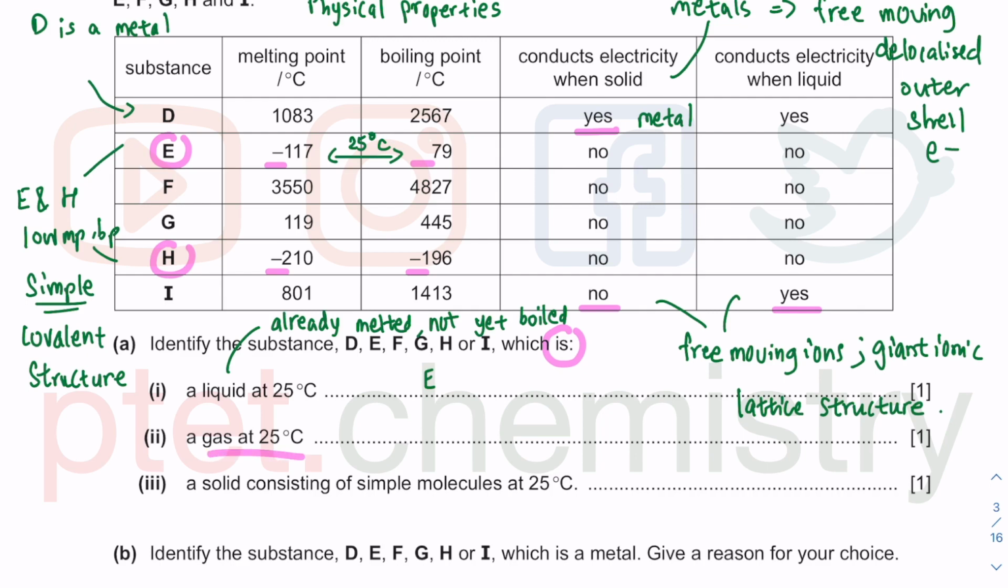A gas at 25 degrees Celsius has already boiled by the time you go to 25 degrees Celsius. You can see that H must be what we're looking at, because by 25 degrees Celsius, you're already way past the boiling point. You have already boiled that.